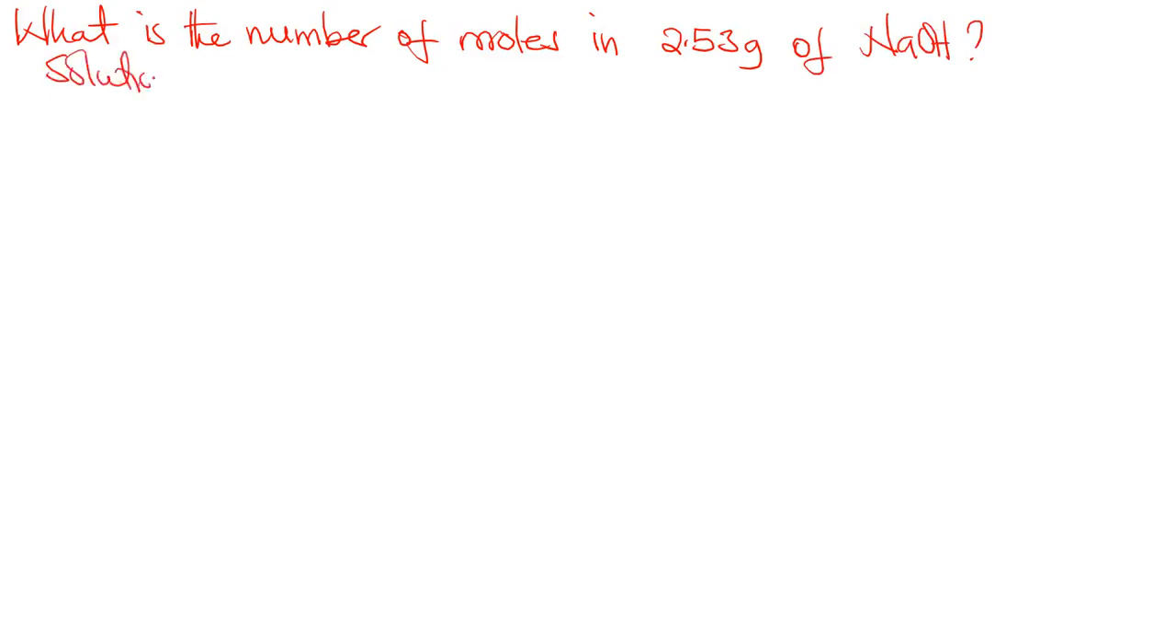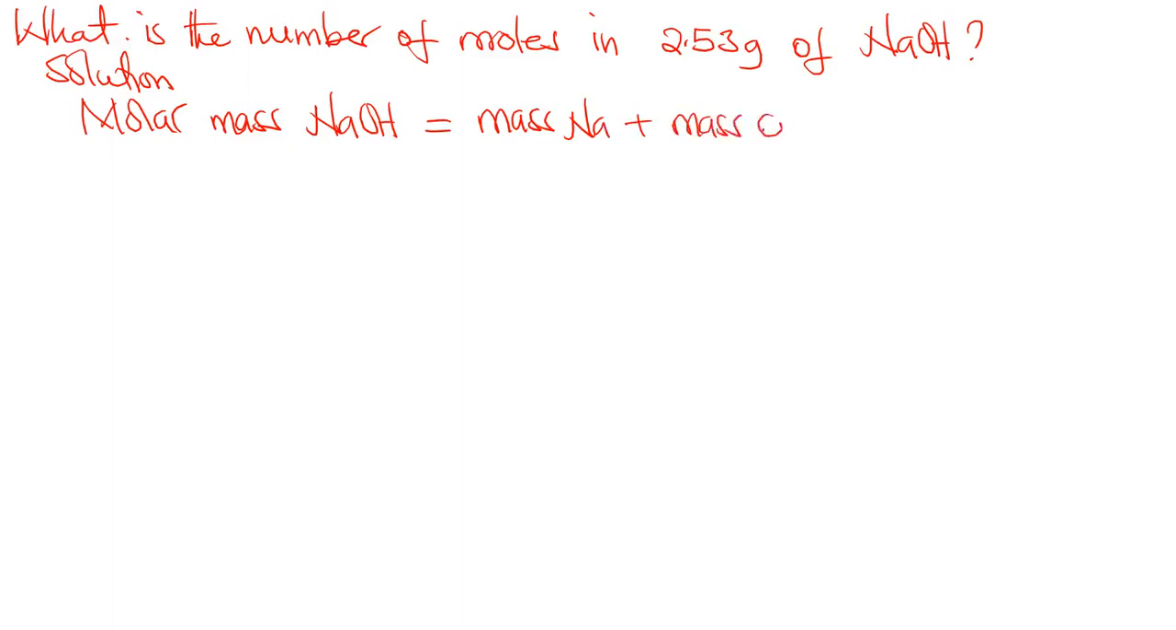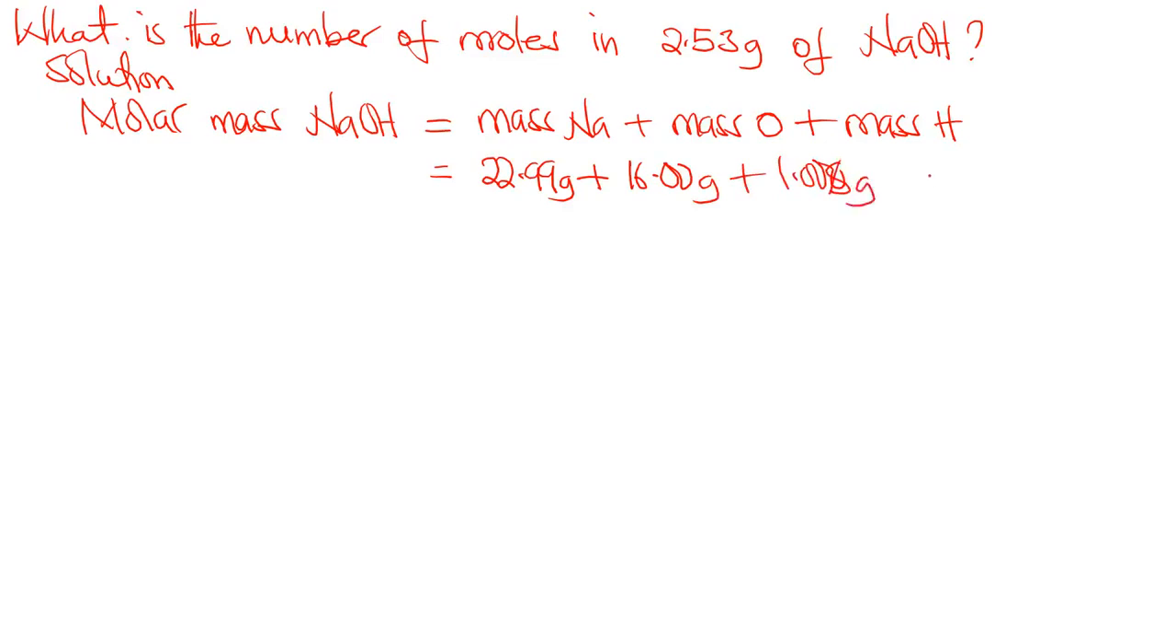So for this one, we also need to determine the molar mass. So the molar mass of sodium hydroxide is given by mass of sodium plus mass of oxygen plus mass of hydrogen, which is 22.99. So these masses, you get them from the periodic table. 16.00 grams, 1.008 grams, which is 40.00 gram.